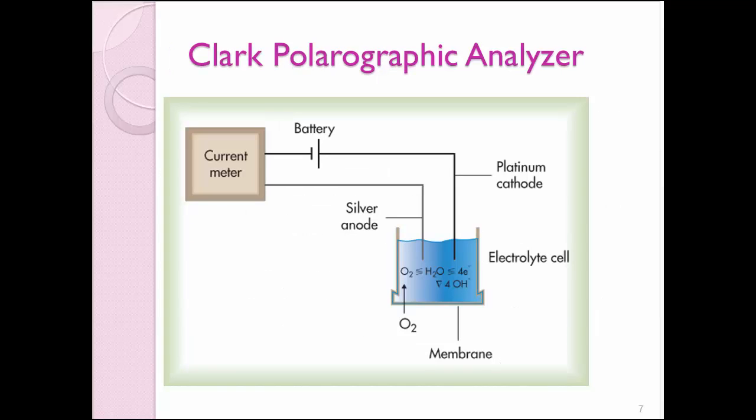This is figure 18-1 on page 382. This is a polarographic analyzer. Polar means, this is very similar to a 9-volt battery. You have a positive terminal and a negative terminal, and that's exactly what it is. And the oxygen that flows through this membrane on the bottom is what creates the current. And so then you have a current meter that changes the result into either a partial pressure or a percentage.